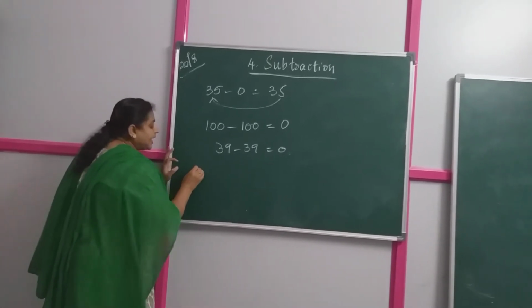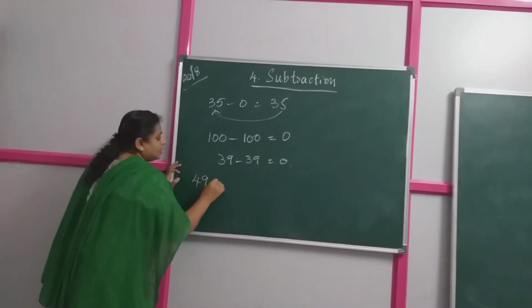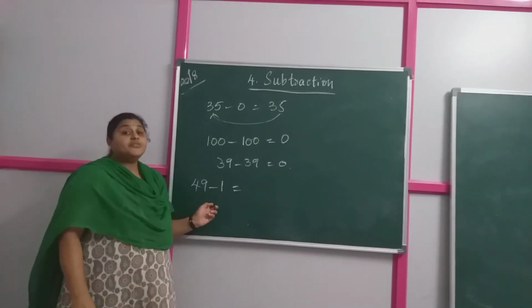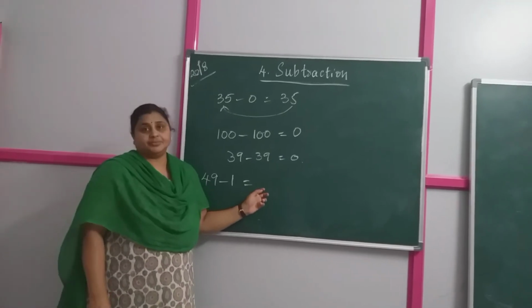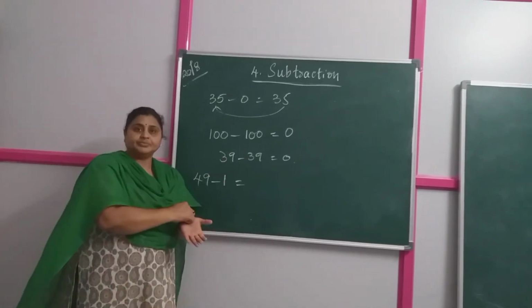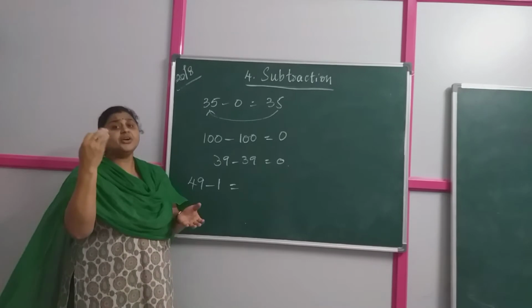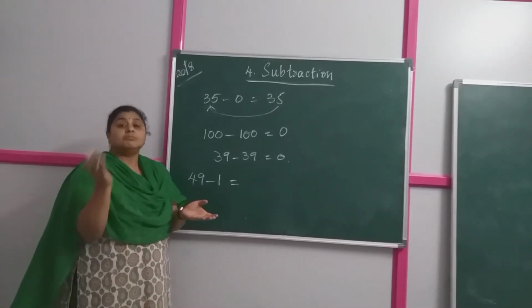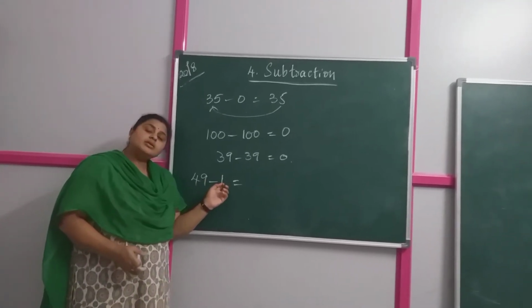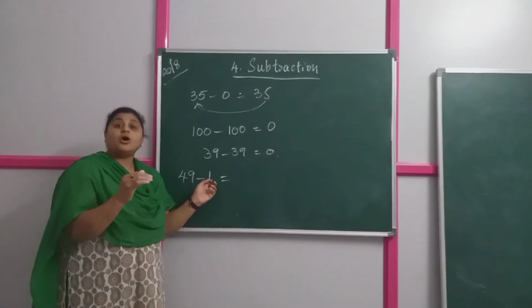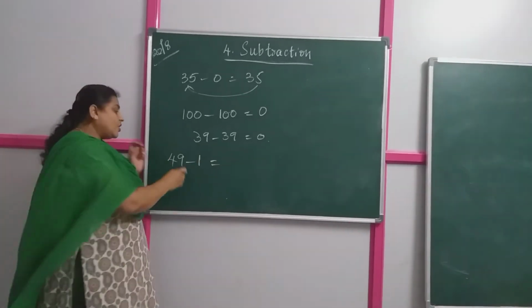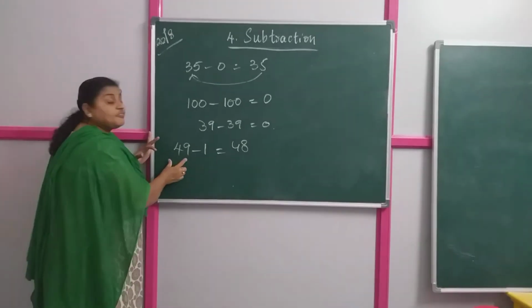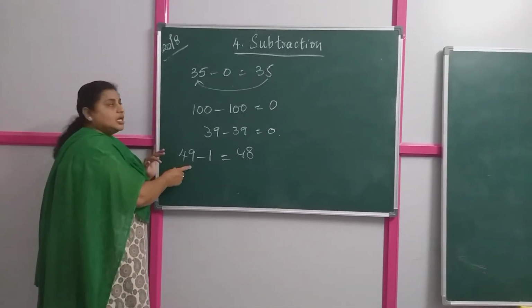Next, when you are subtracting 1 from any number, you will get the predecessor, that is the before number. When you are adding 1, you get the after number, that is the successor. But when you are subtracting 1, you will get the predecessor or before number. 49 minus 1 is 48. Is 48 not before 49 children? Yes. So these are the properties.